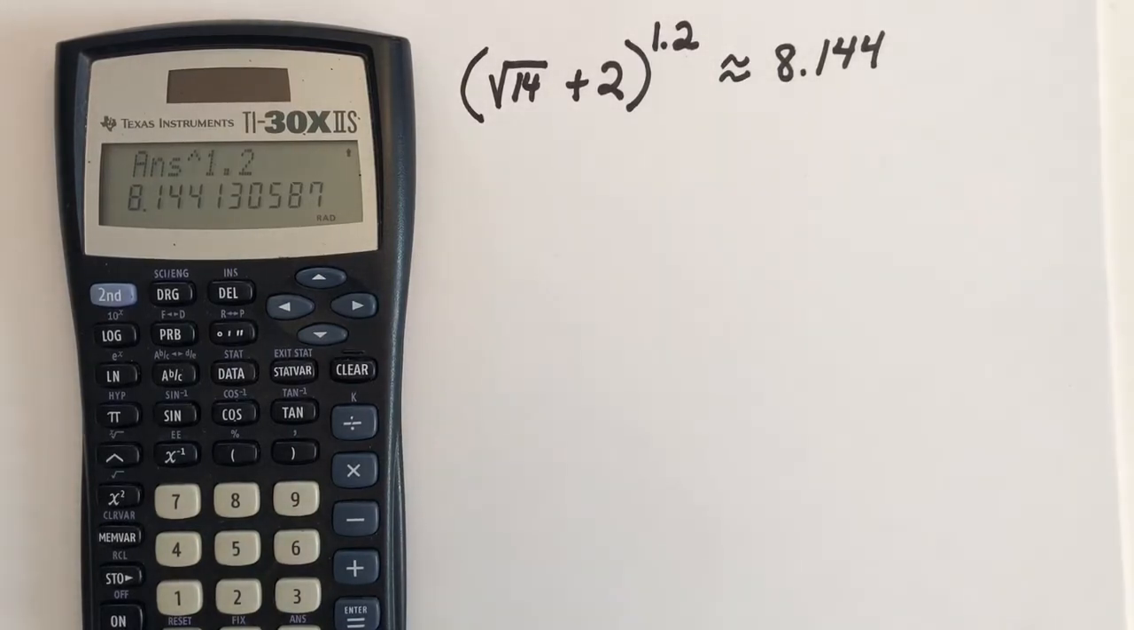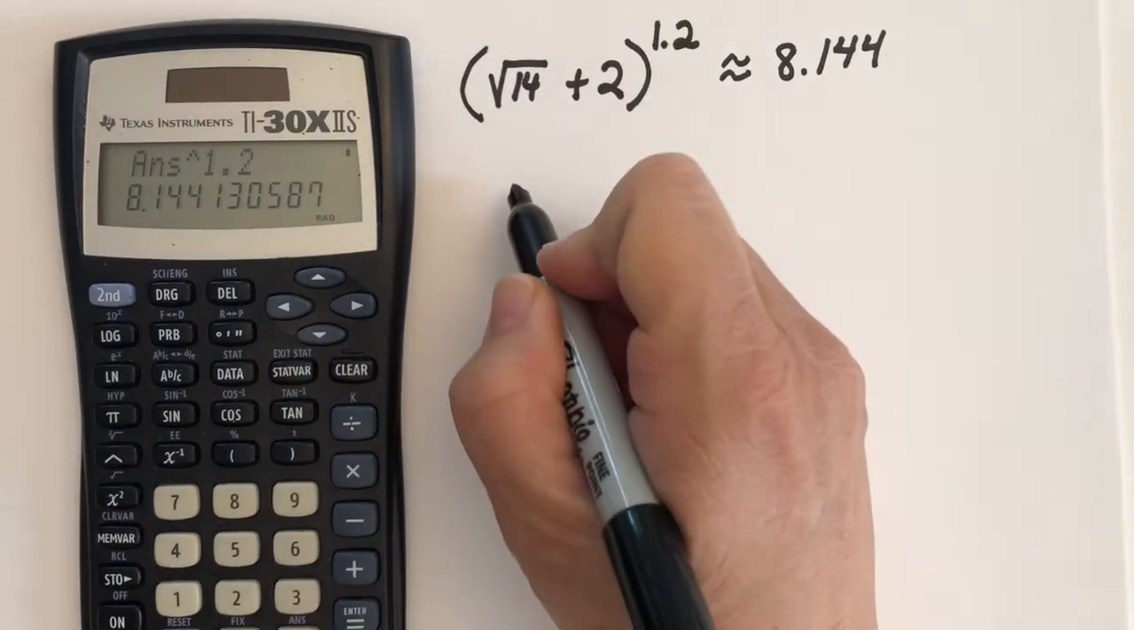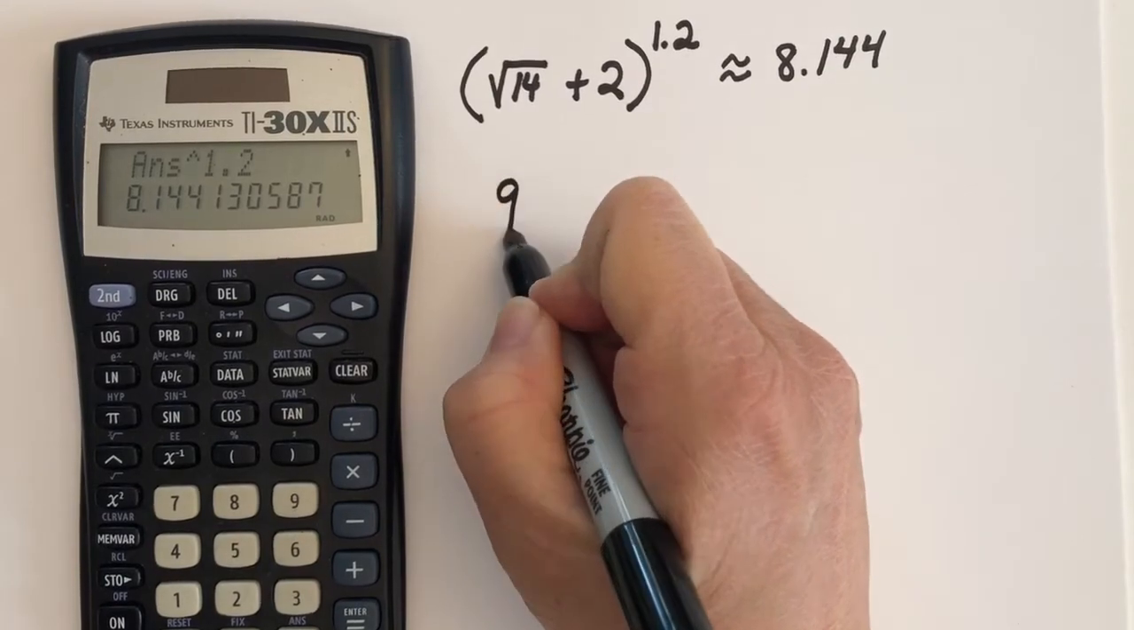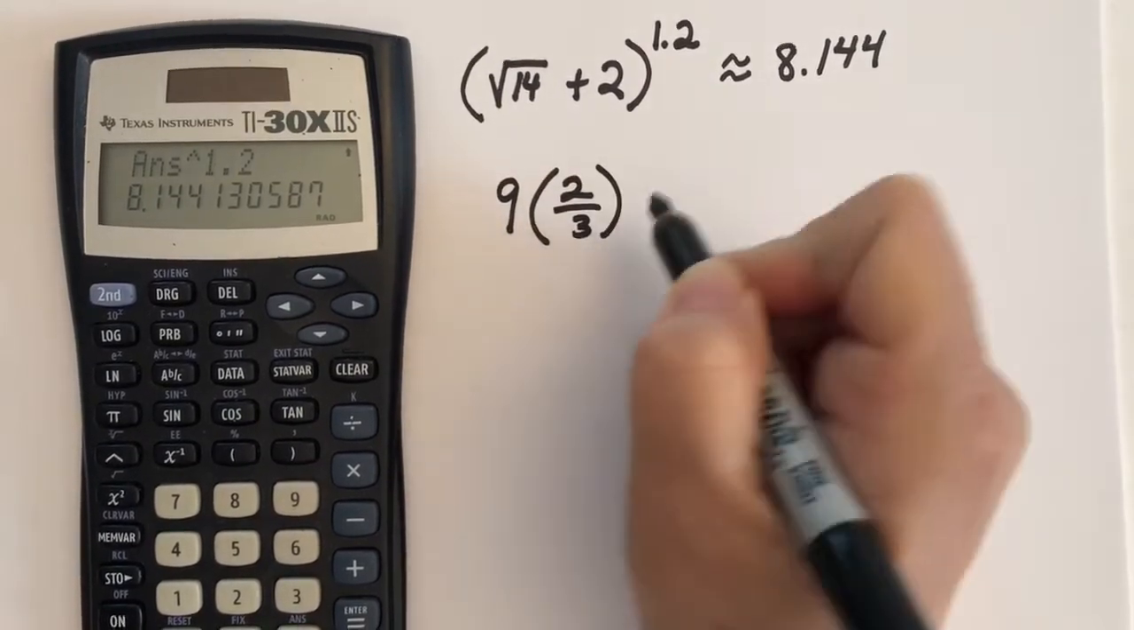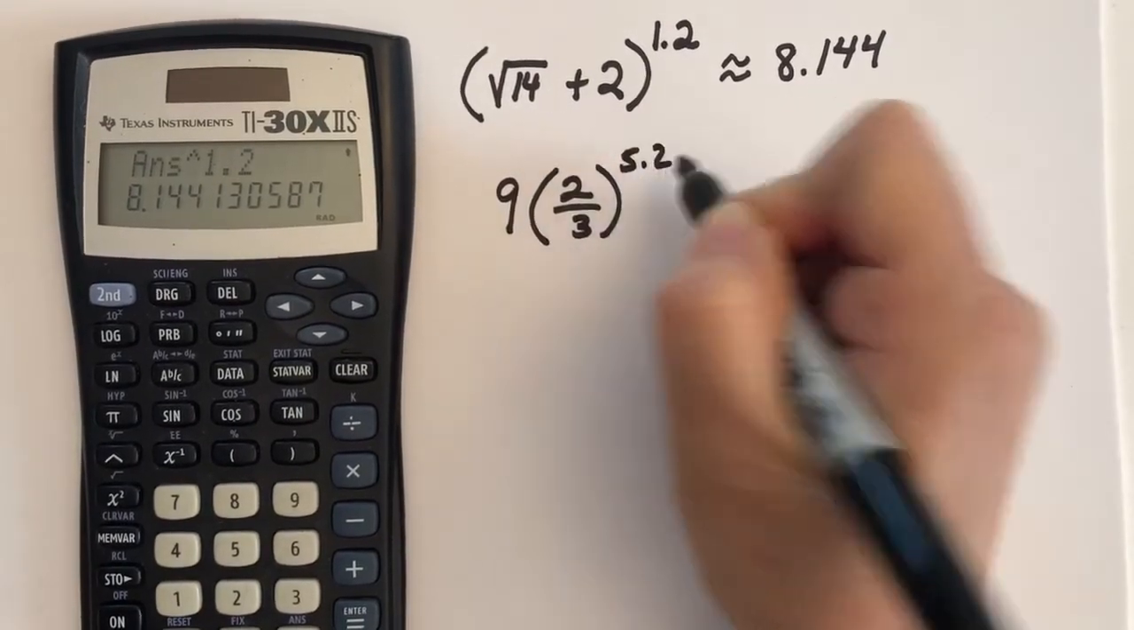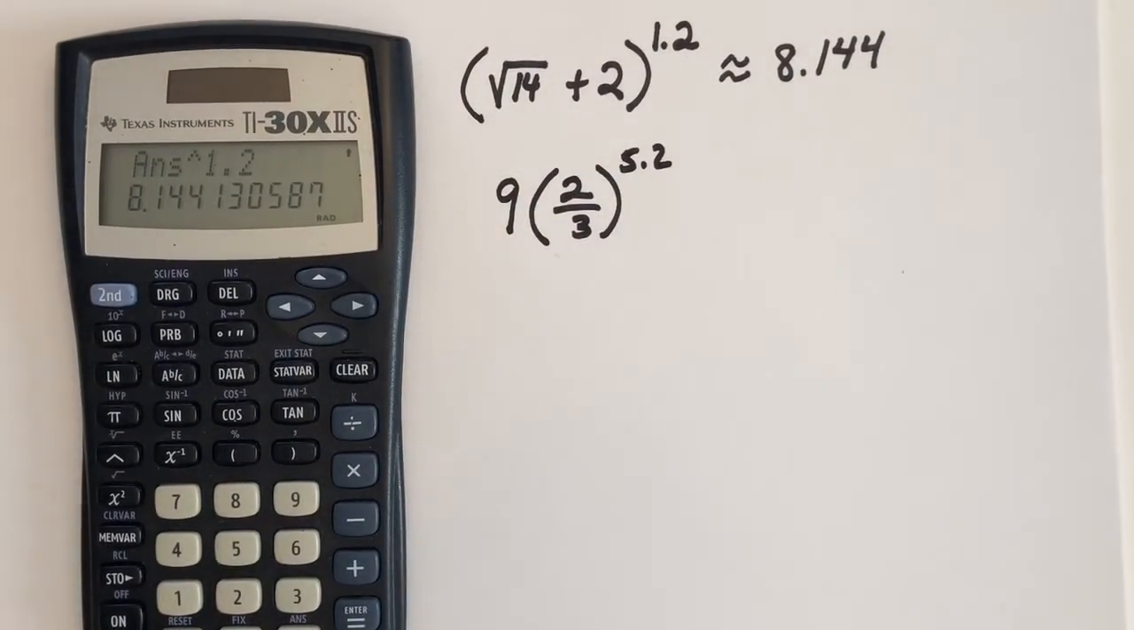But play around with your calculator. See how it is that you like to enter them. And for a number of these problems, there are a variety of ways in which you could enter them in on your calculator. Let's do this next one. Let's look at 9 times 2/3 to the 5.2 power.